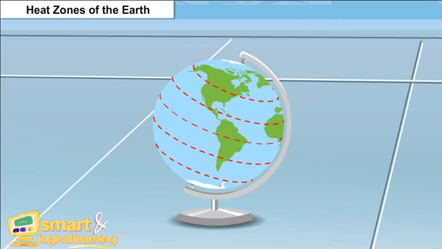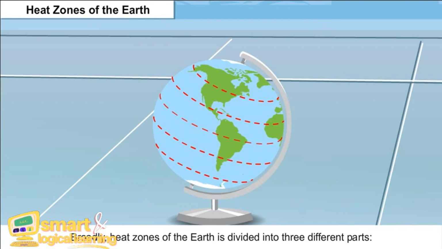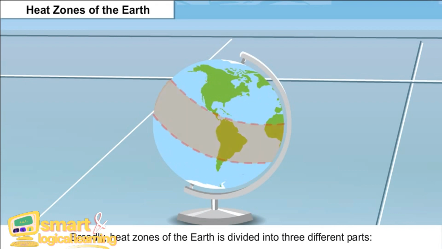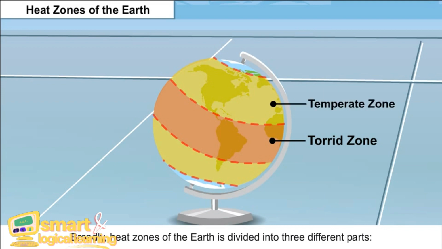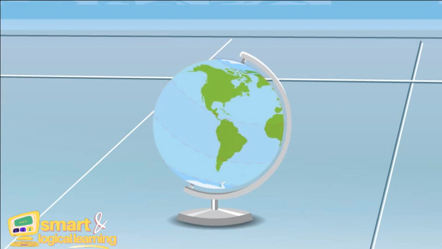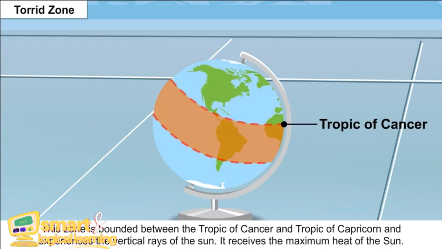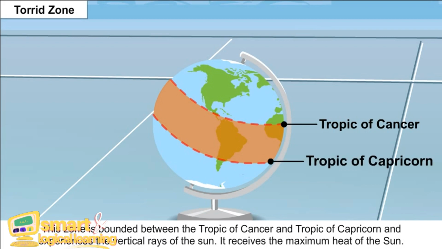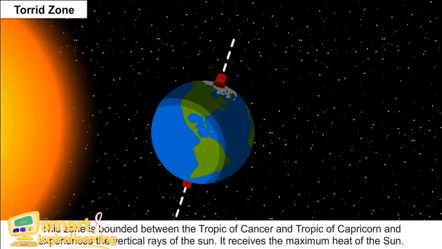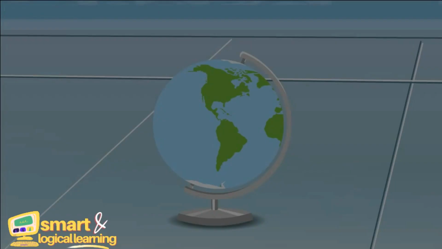Heat zones of the Earth. Broadly, heat zones of the Earth is divided into 3 different parts. 1. Torrid zone. 2. Temperate zone. 3. Frigid zone. Torrid zone. This zone is bounded between the Tropic of Cancer and Tropic of Capricorn and experiences the vertical rays of the sun. It receives the maximum heat of the sun.